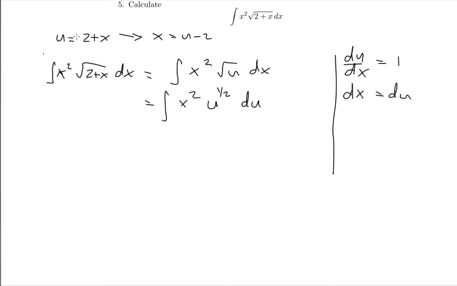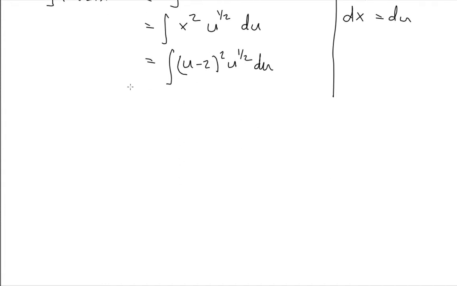If I demand that u is equal to 2 plus x, and I demand that that be true, well then this also has to be true. If I just put the x on one side and the u stuff and everything else on the other side, this also has to be true. And what does that mean? That means that wherever I see an x, it's actually just a secret u minus 2. So now my integral becomes, instead of this x squared, this becomes (u minus 2) squared, u to the power of 1/2 du.